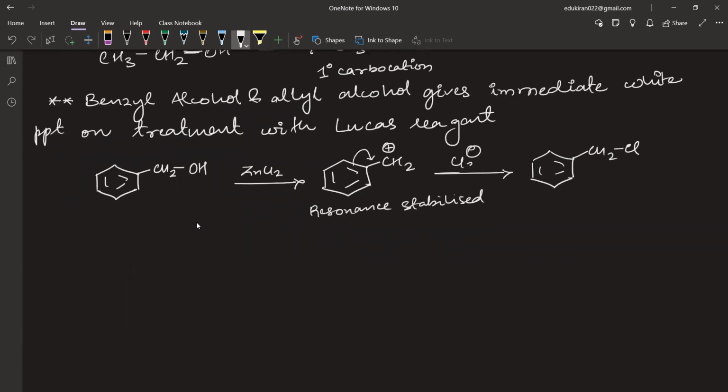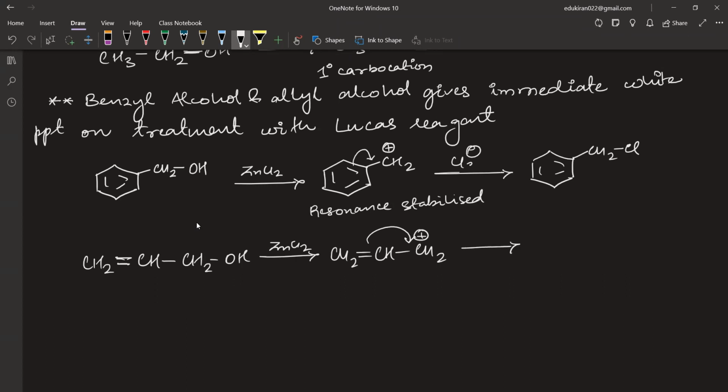Now, further, when you have allylic, that is CH2=CH-CH2OH, if I react this again with ZnCl2, I will get CH2=CH-CH2 positive. Here also we have resonance because there is a double bond, single bond, and the positive charge. Further reaction with Cl negative will give me CH2=CH-CH2Cl. Okay, this is also resonance stabilized.